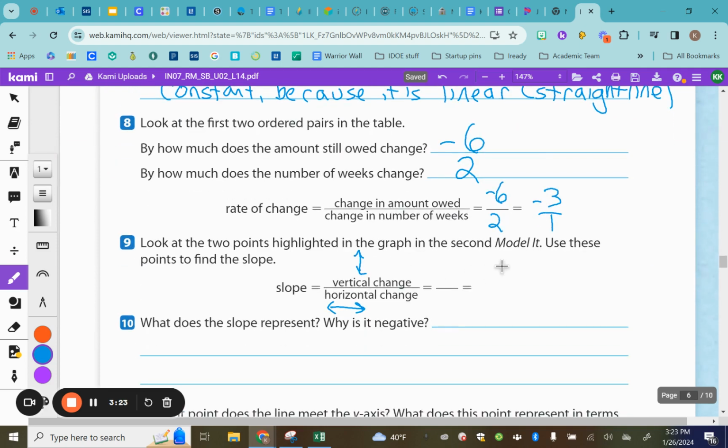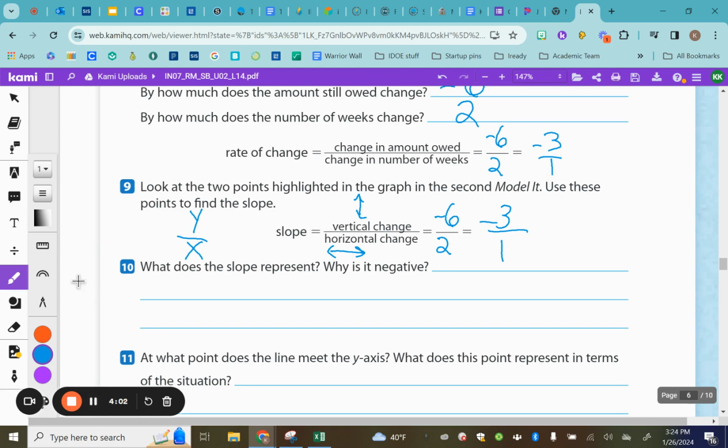So when we find slope, we draw that triangle. We put the vertical change over the horizontal change. Notice that this is still y over x, like we talked about back with proportional relationships. So even though this is not proportional, we're still doing the y divided by x, and when we divide -6 divided by 2, we will still get -3 over 1 when it simplifies.